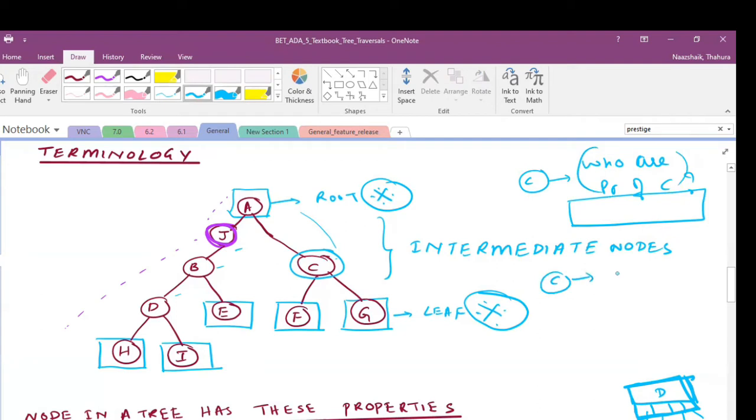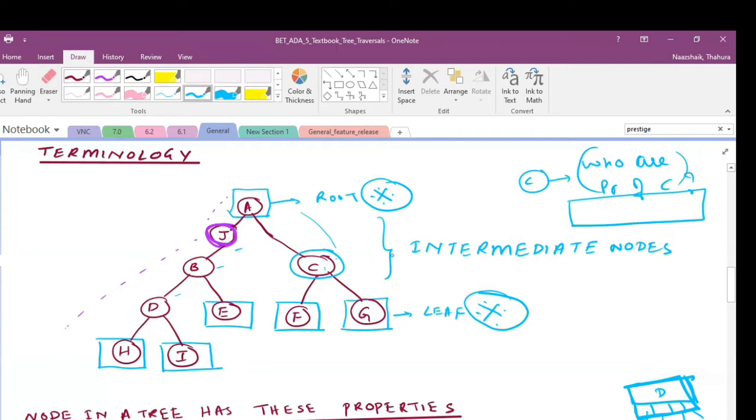Let's ask the direct first question. Who is the parent of C? Parent of C is A. A. Correct. Okay. And who are the children of C? F and G. F and G. Correct. Okay. Parent and child is very direct. I think you can just look at it and answer.